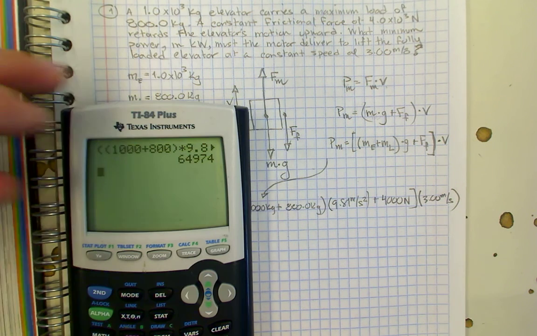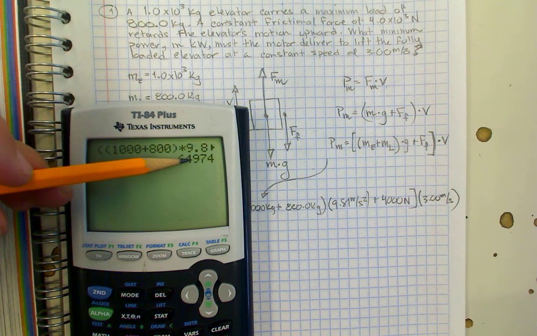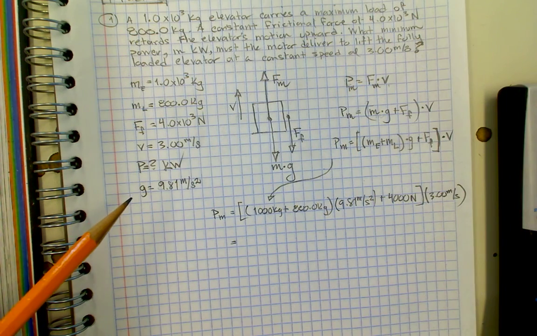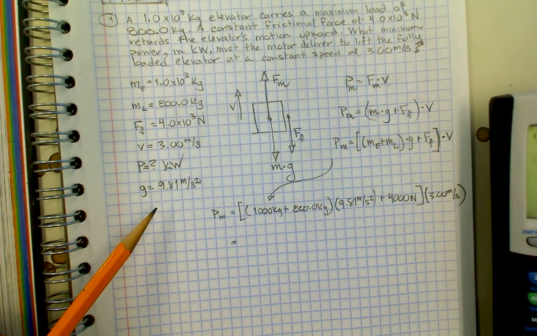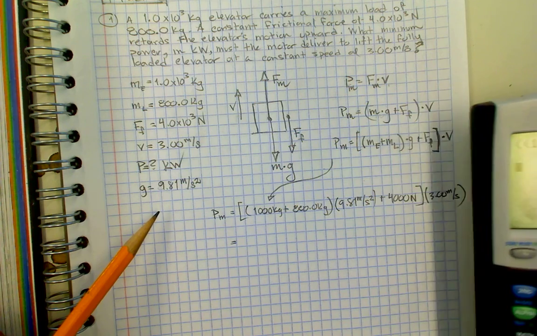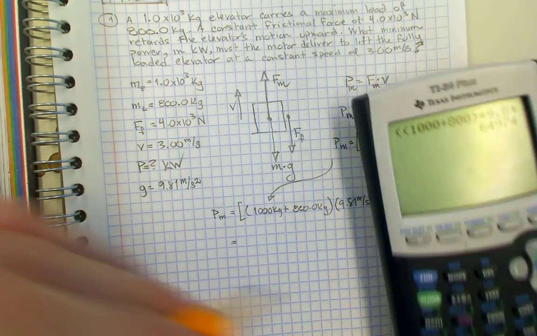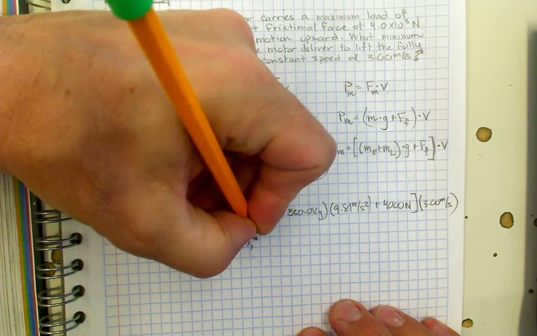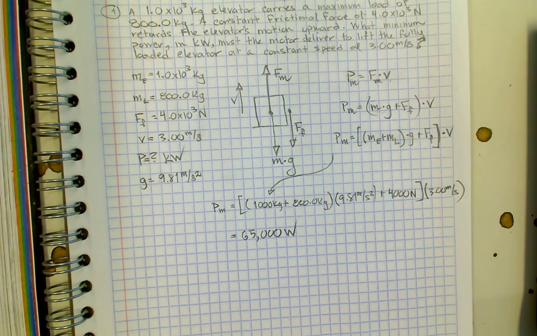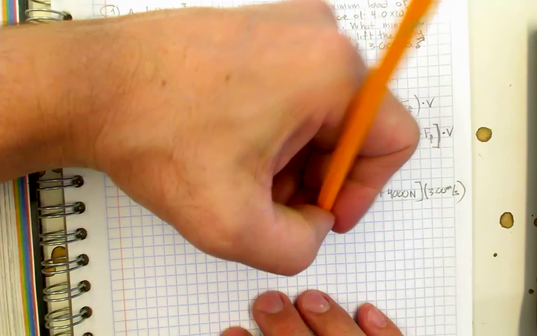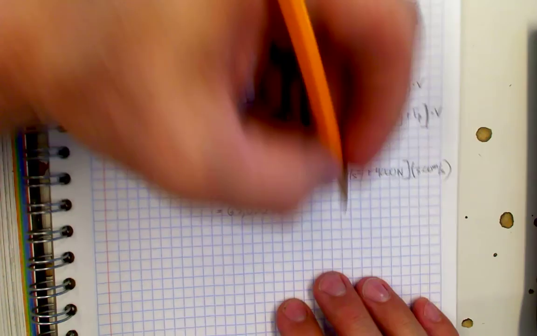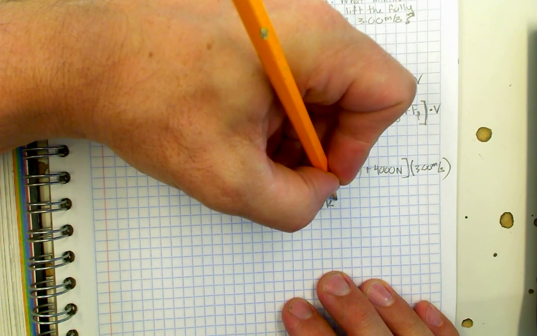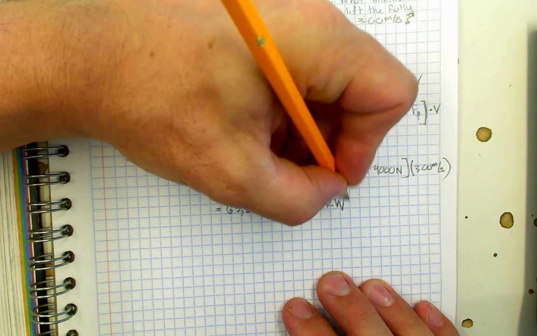And I get 64,974. And as you know, I'm really only allowed two significant digits in this calculation. And so I'm going to round this number to 65,000. And that is watts, because that is the SI unit. And so if I want to convert to kilowatts, I want to know how many thousands of watts I have. I have 65,000 watts, which is 65 kilowatts.